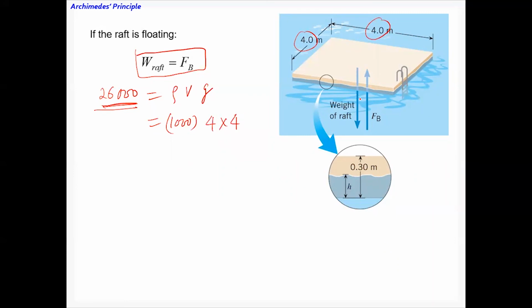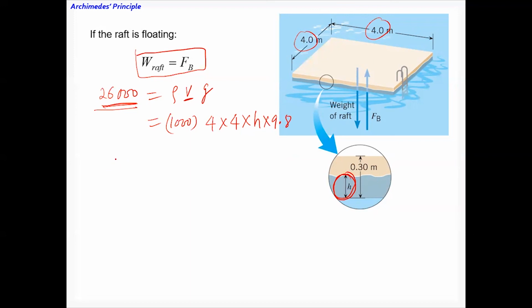But the entire raft does not have to be submerged, right? So let's say only H part has to be submerged, okay? That H part will displace the water. That's why the volume is not the total height, but the small height that is in the water. That's the volume of the submerged part of the raft. Then we have g, which is 9.8, okay?